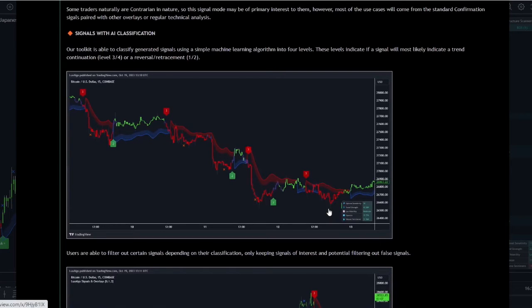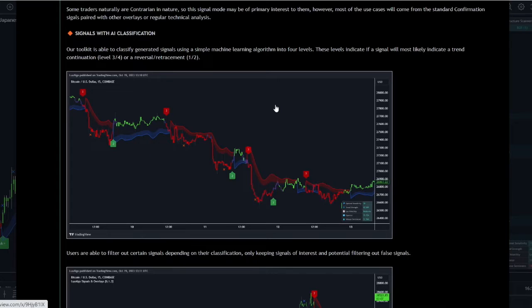So the way that the signals with AI classification works is that the toolkit is able to classify generated signals by using a simple machine learning algorithm into four levels. What I like about it is that it can help me sort out and clean up the signals as a whole, because you also have either trend continuation signals, which is three or four, or reversal or retracement signals, which is one, two.